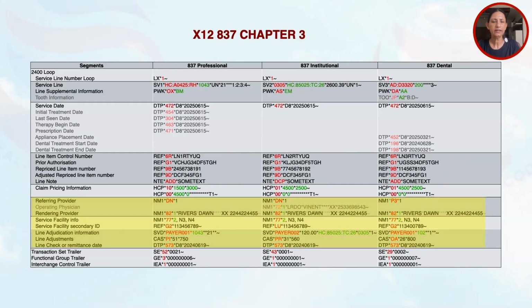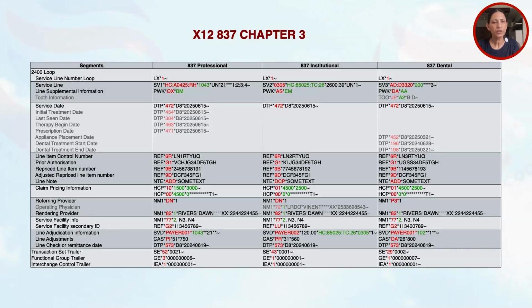Service lines also carry the provider's information, just like at the claim level. If a particular service line on a claim was referred to by any specific provider, we can add the referring provider information at that service line. Operating physicians can be different for different lines of institutional claims in certain cases. Different services in a claim can be rendered by different providers, hence, rendering provider information can be different for all lines. Similarly, each service line can carry its own detail of the facility where the service was provided.